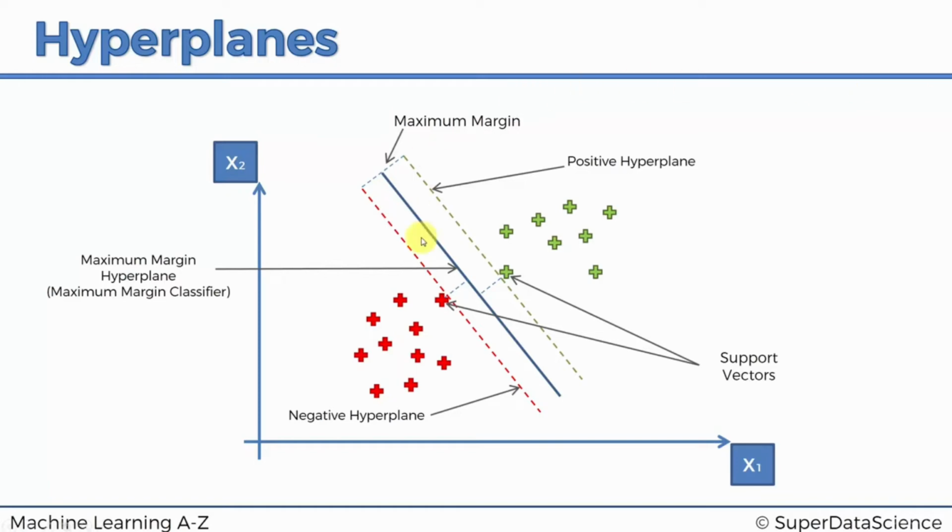Basically anything to the right of the positive is classified as the green category or the positive category. Anything to the left is classified as a negative category or the red category in our case. So that's how the support vector machine algorithm works.